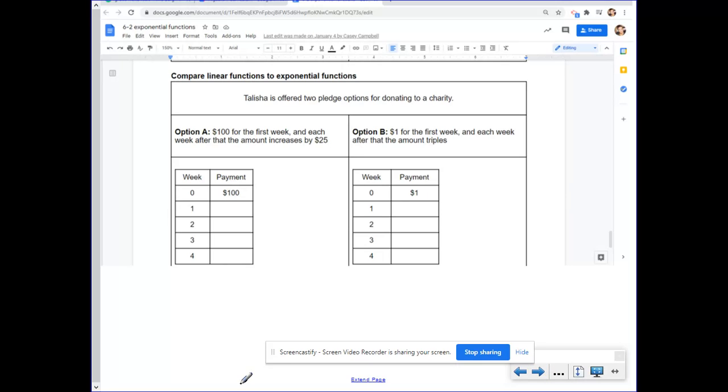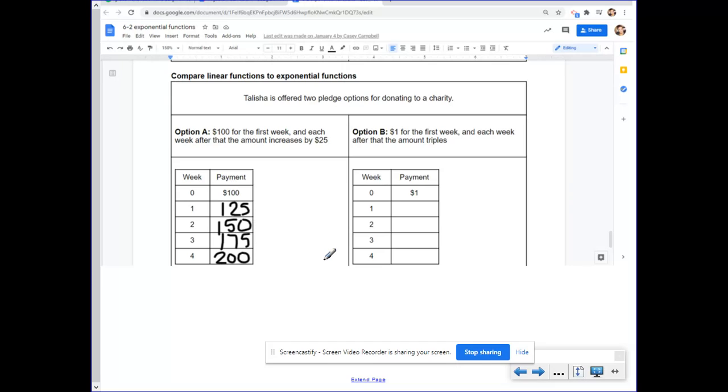In the first one, it's just increasing by $25 every week. So 100 plus 25 is 125. 125 plus 25 is 150. Then you'd have 175 and 200. This one is more of a linear equation because you're increasing the amount the same amount every single time. The other option, this is more of an exponential option because it's tripling the amount every single time.